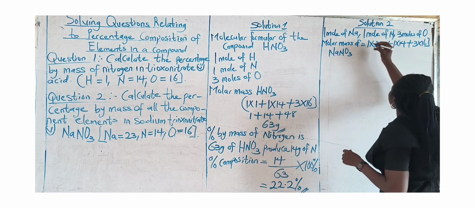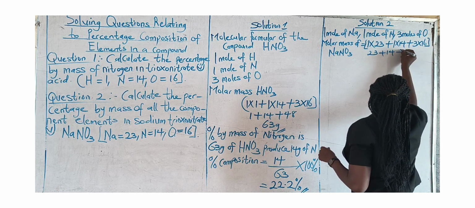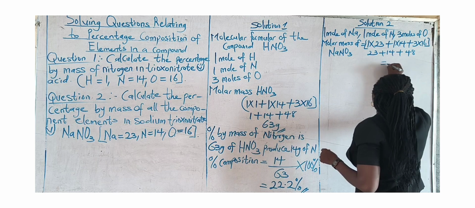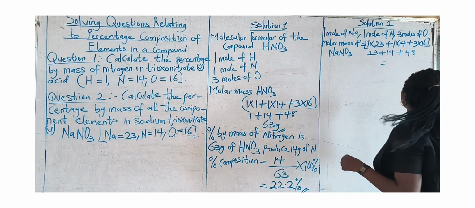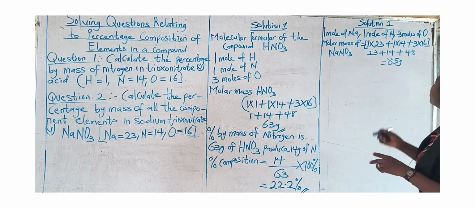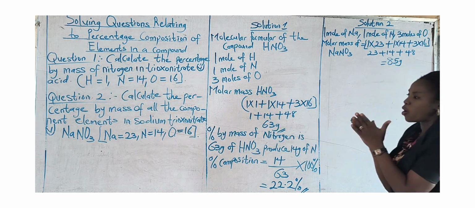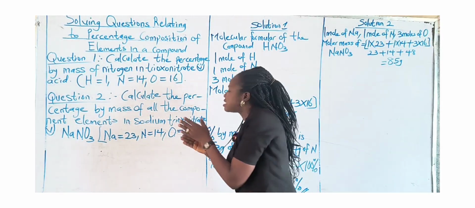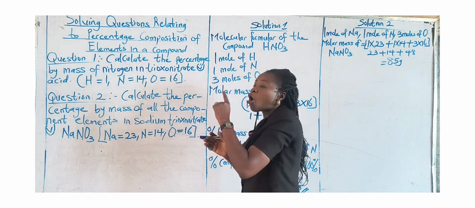So let's proceed. We have 23 plus 14 plus 48. Put it together, that should give us 85 grams. So this 85 grams is the total mass of all the elements in the compound. But now the question says we need to calculate for each one of them.